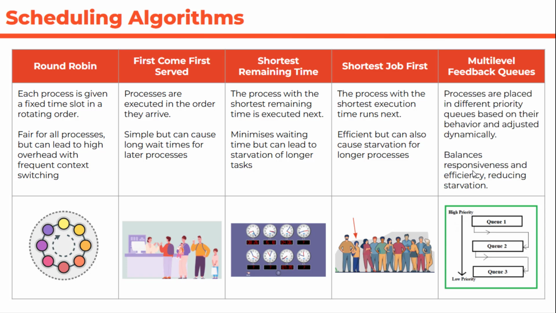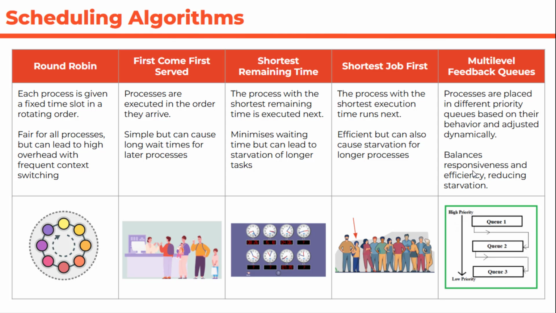So in a multi-level feedback queue, processes are placed in different priority queues based on their behavior and adjusted dynamically. So that's while the program is running. It balances responsiveness and efficiency, reducing the starvation of those programs that have been waiting for a long time to actually be processed. So what we're saying here is, in each of our queues, even though it's based on priority, we will be shifting and moving jobs all the time through the queues.